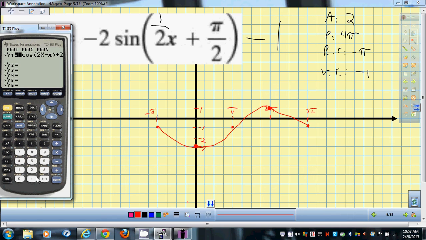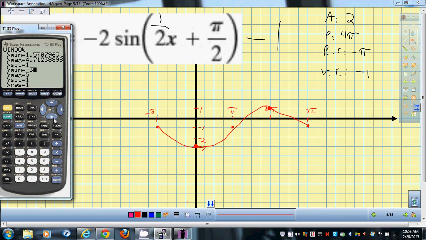What do I need to do before I hit enter? Window. Bridget, can you help me with my window? We'll start with that. The y minimum is negative 3. What's the y maximum? How high did we go? It's right here. Just 1. Yep. So negative 3 to 1. What about my x-axis? How far left and right did we go? There you go. Negative pi to 3 pi.